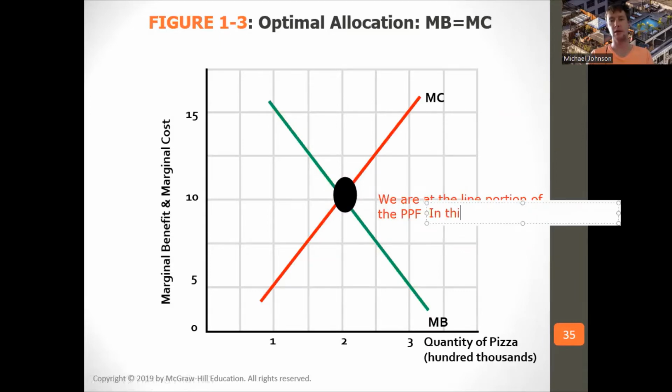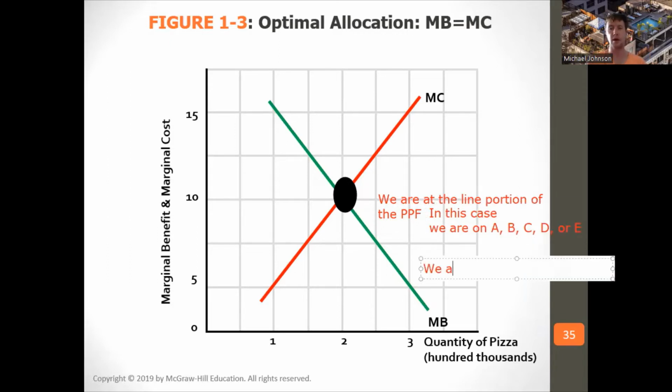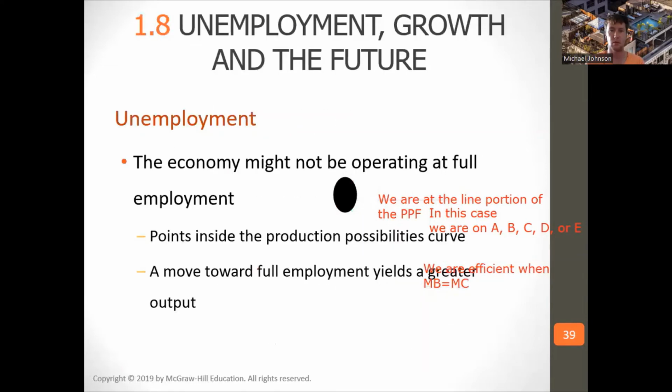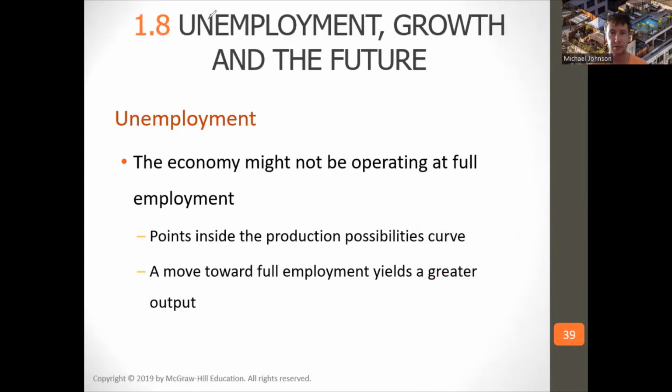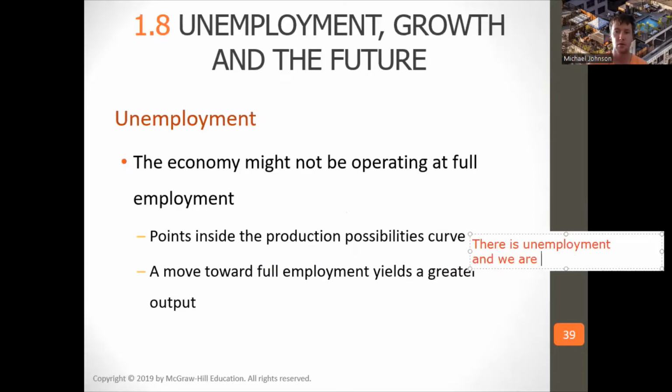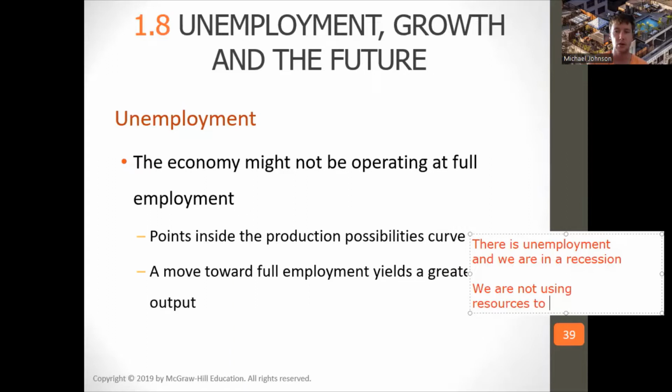So in this case, we are on A, B, C, D, or E. So we're efficient when MB equals MC. So unemployment, the economy might not be operating at full employment. That's points inside the production possibilities curve. So that's when there is unemployment. There is unemployment and we are in a recession. We are not using resources to their best use, basically, in this case.